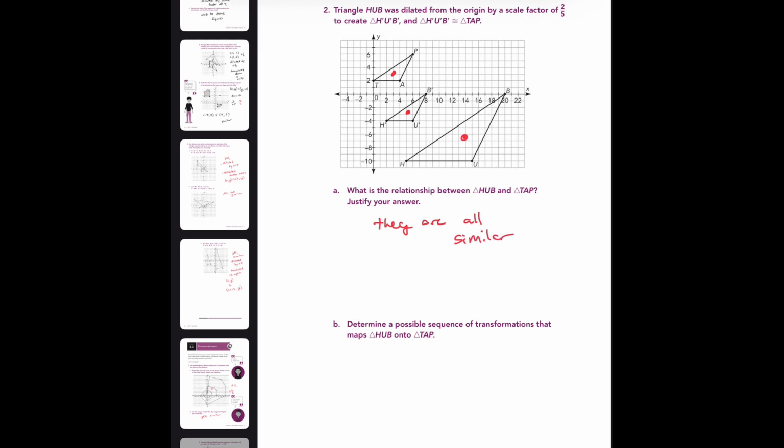And the sequence of transformations you should find after dilating by that 2/5 that they told us, it is translated up 1, 2, 3, 4, 5, 6, and left 2. So up 6, left 2. So that translation rule would be x minus 2, y plus 6.